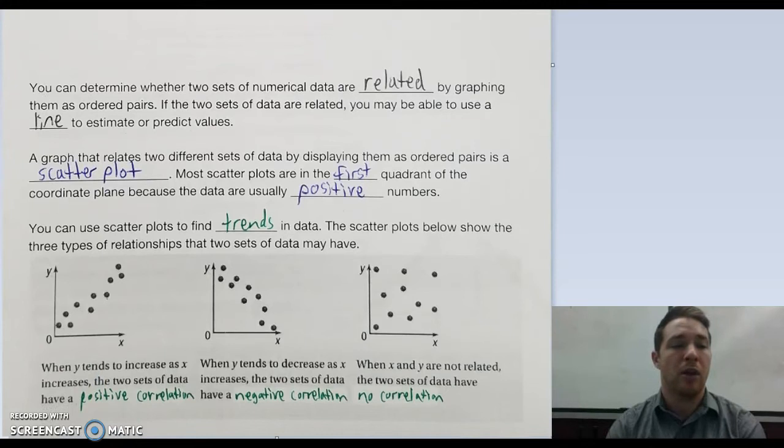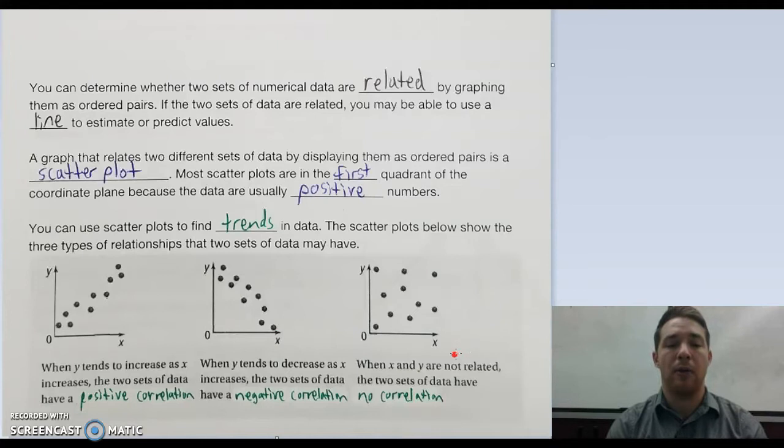So when y tends to increase as x increases, so just think if you have a positive sort of slope to your data, two sets of data has a positive correlation. So again, positive slope goes up as we go to the right, so does a positive correlation. If I switch that, so if y tends to decrease as x increases, two sets of data has a negative correlation. So as x goes up, y goes down, or vice versa. As y goes up, x would go down, although we don't really go backwards for x too much. So same thing with a negative slope. A negative correlation is going to go down as we go to the right.